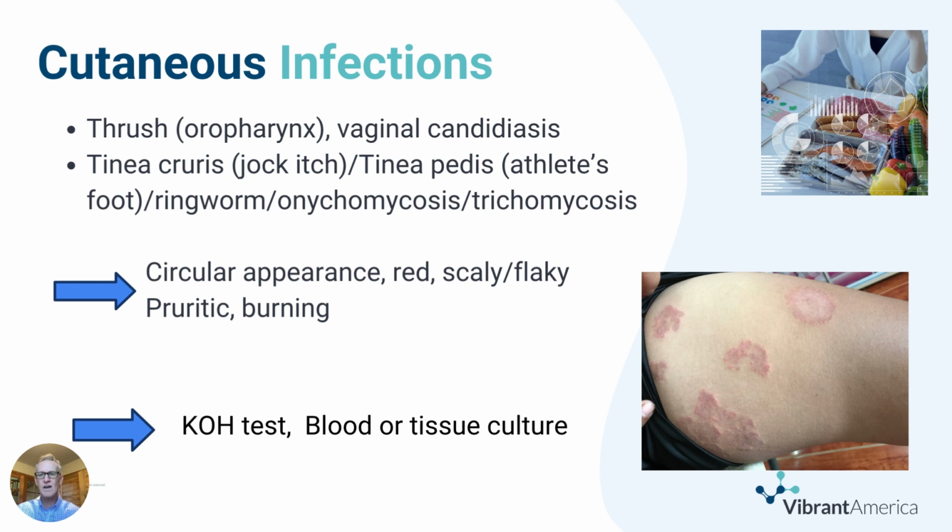So just as an example, here's some ringworm on a person's skin, very descript, roundish or kind of worm-like lesions, usually has some central clearing. Hopefully you can see that in this slide. They're obviously red, they can be flaky, very pruritic, can even burn sometimes.